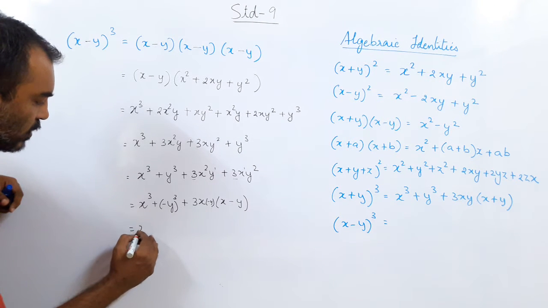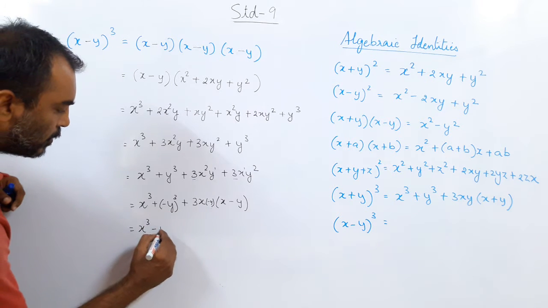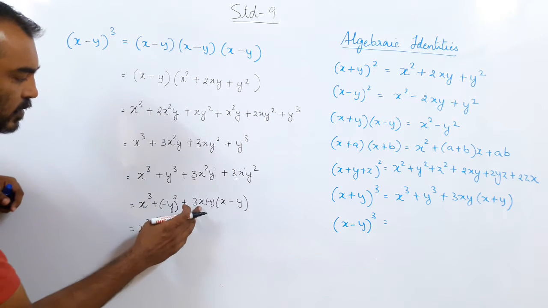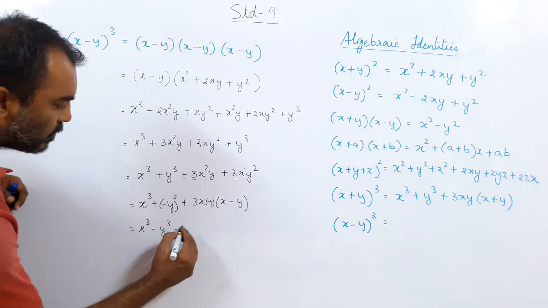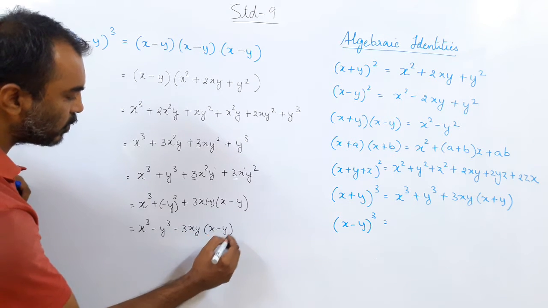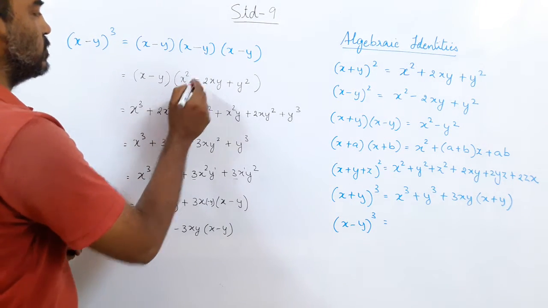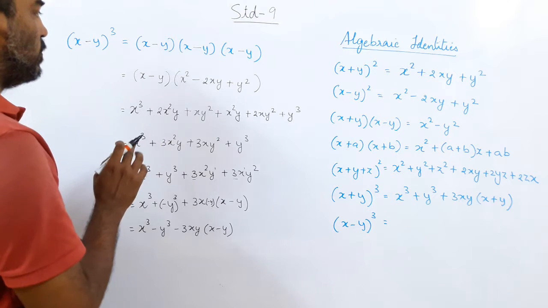So if I rearrange this, I should get x cube. Now minus y into minus y into minus y is minus y cube. x into minus y becomes minus 3xy, and inside the bracket I get x minus y. You can do all this again. So here the sign will become minus. Now remember the minus sign.